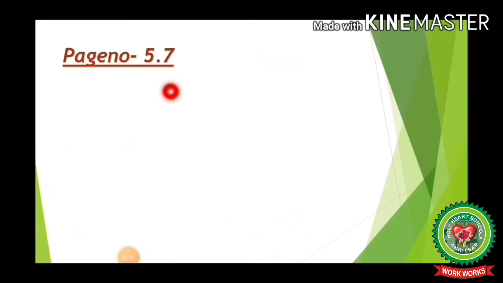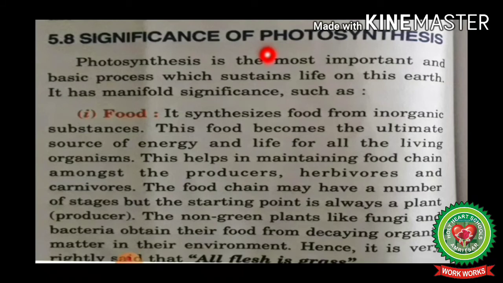Now come to page number 5.7. Let's start the reading of this topic. Significance of photosynthesis. Photosynthesis is the most important and basic process which sustains life on this earth. It has manifold significance, such as food. It synthesizes food from inorganic substances. This food becomes an ultimate source of energy and life for all the living organisms.